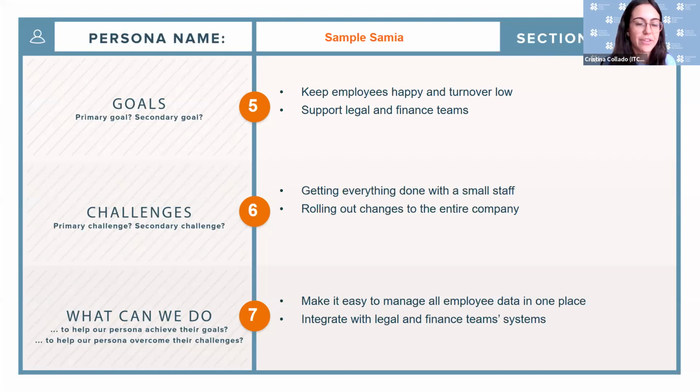So getting everything done is a nightmare. And I guess that some of you will also sympathize with her, because you are all small companies, and sometimes it's really hard to get everything done. And what can we do as a company? So how can we solve the issues that Samia has? How can we help her achieve her goals and overcome her challenges? So what we want to offer her is a technology that makes it easier to manage all employee data in one place, and integrate also the data with the legal and finance teams.